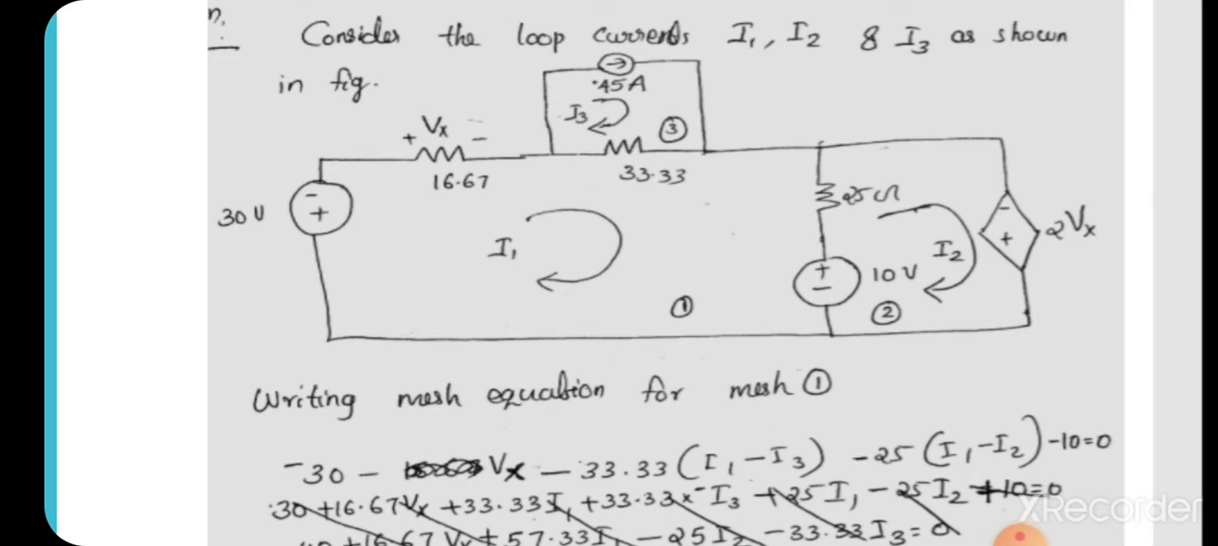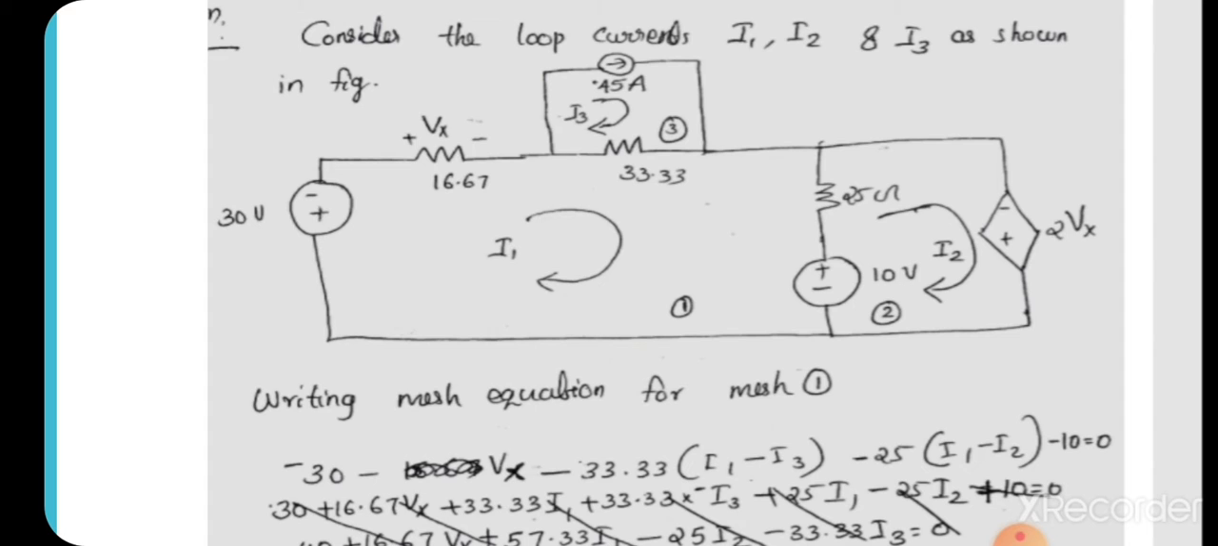And what is next? Next is the 25 ohm resistor. So what is the voltage drop across it? You know that through the 25 ohm resistor, I1 is flowing downwards and I2 is flowing upwards, okay? So we can write the voltage drop across 25 ohm as minus 25 times (I1 minus I2), and then again there is a voltage source. You can see that it goes from positive sign to negative sign, so it is minus 10.